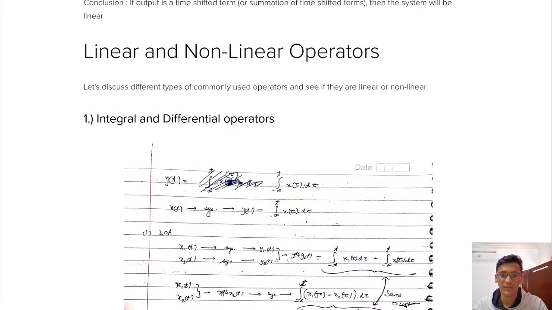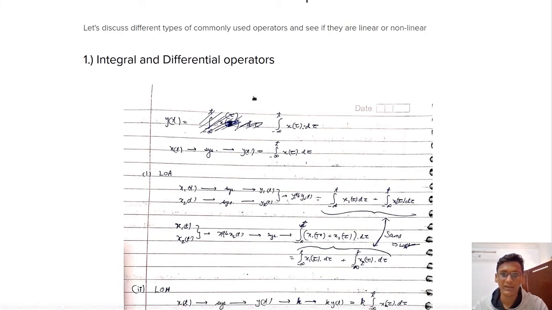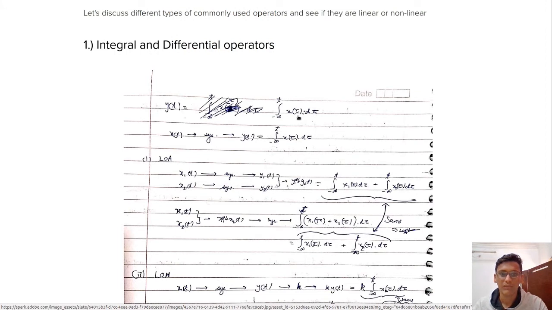Integral and differential operator. Now let's take some integral and differential operator examples. y(t) equals integral of x(tau) d tau from minus infinity to t. So the system relationship is simply, the input signal is passed to the system, we get y(t), which equals the integral from minus infinity to t of x(tau) d tau.